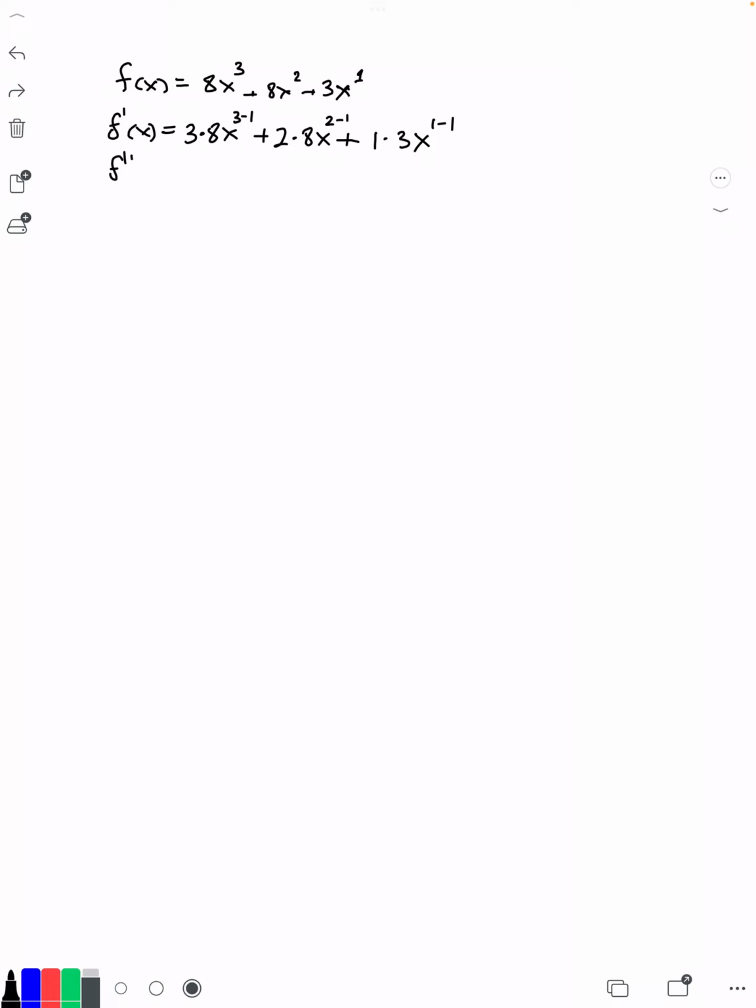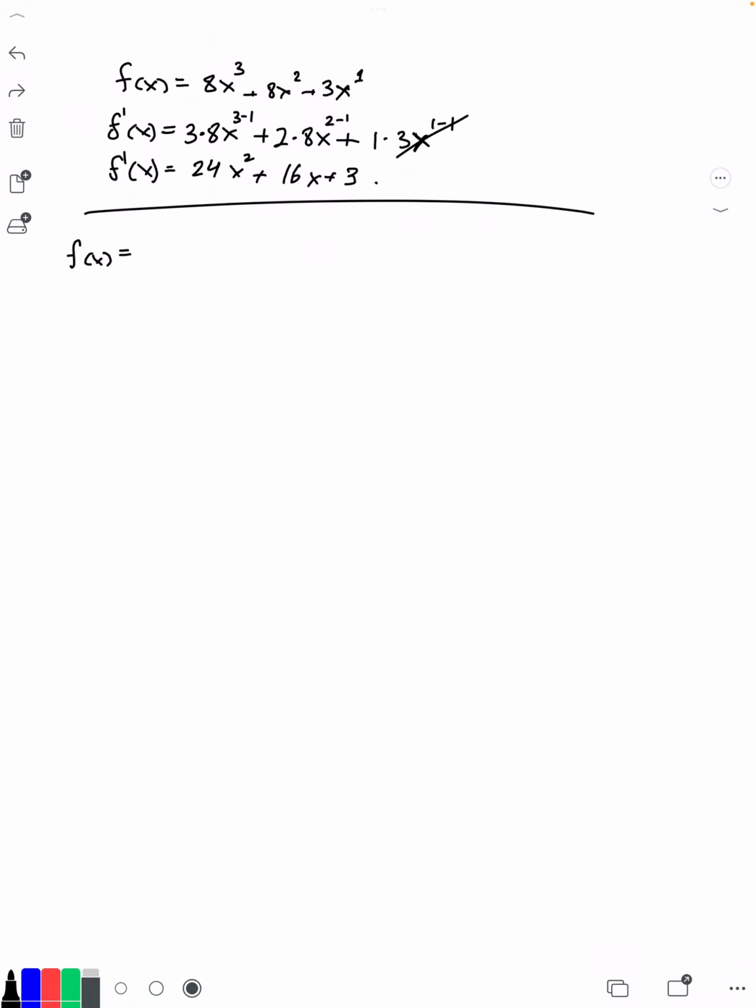Okay, so f prime equals 3 multiplied by 8 is 24x, with 3 minus 1 being 2, plus 2 multiplied by 8 is 16x, 2 minus 1 is 1, so we can leave it as x, plus 1 multiplied by 3 is 3, x to the power of 1 minus 1, x disappears, we're left with 3, just as we said before. Okay, perfect. Now let's look at the last example.